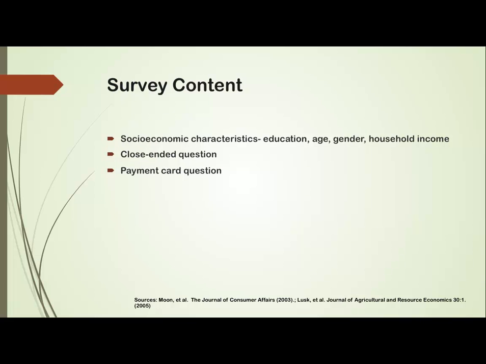Survey content, 3 parts. There is a meta-analysis of 25 studies that reported valuations for GMO foods by calculating the willingness to pay of consumers. That meta-analysis found that responses varied based on socioeconomic characteristics. In particular, a participant's education, age, gender, and income significantly affected their response. For that reason, that is the first part of the survey. The second and third parts include a close-ended question and a payment card question. I'm using two different approaches so reliability can be tested.